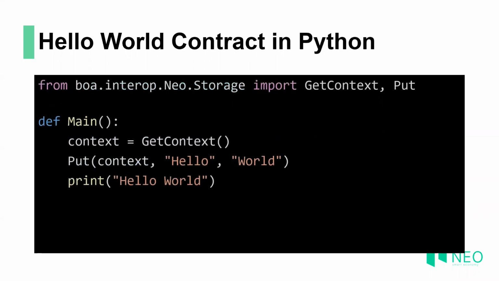A similar implementation here in Python. Again, the whole point of this is it just feels like normal Python. We write a main function. We're going to call the get context function that we imported from the BOA interop Neo storage package. We're going to call the put function. And then here we're actually doing a separate operation. We're using the print function.